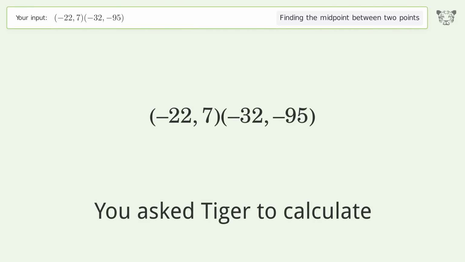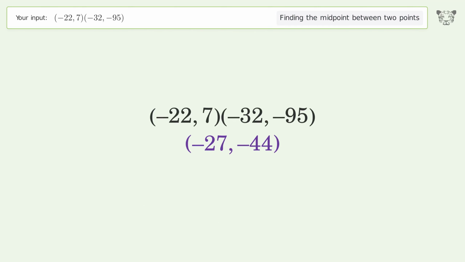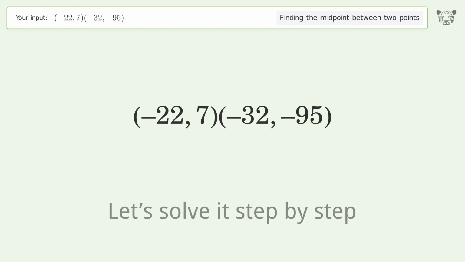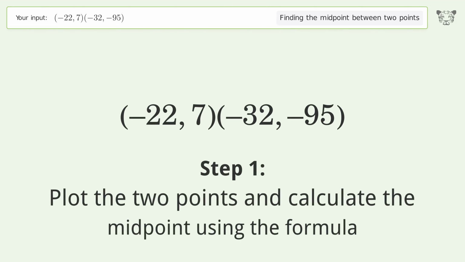You ask Tiger to calculate. This deals with finding the midpoint between 2 points. The midpoint between the 2 points is -27, -44. Let's solve it step by step. Plot the 2 points and calculate the midpoint using the formula.